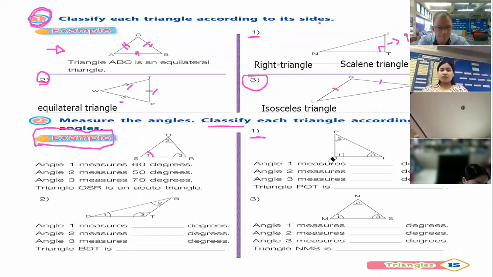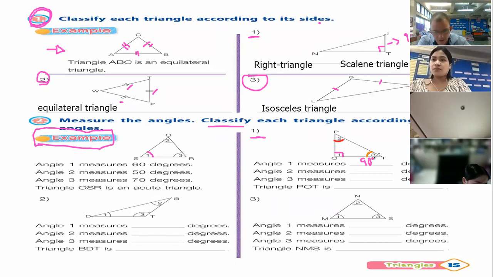Anyone? First one over here. And then we have the second one here we have to measure. And the third one over here. The first one I will help you. I will help you with the first one.